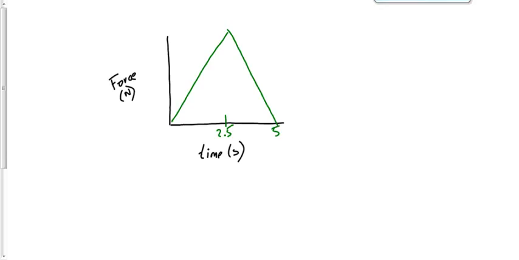I'm not going to label all the intervals down there. You can see what I mean here, right? 2.5 is where the peak is. 5 is where it ends, where whatever it is that's in contact with the object breaks contact with the object.